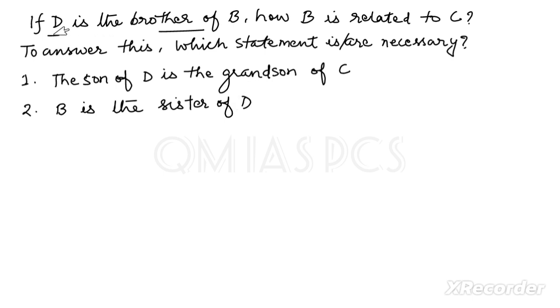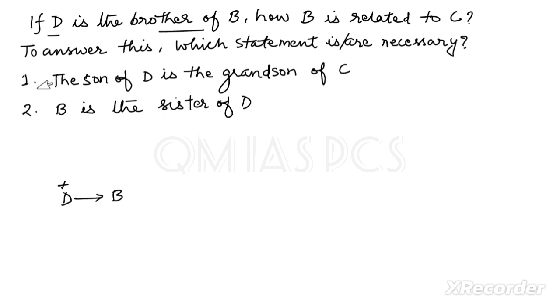Like it is given D is a brother of B, so we have to represent it like, D is a brother means a plus sign on D. Sorry, D is a brother of B, so brother means they are siblings, so it will be a single arrow and it will be B. We don't know about the gender of B. Okay, so we are writing nothing here.